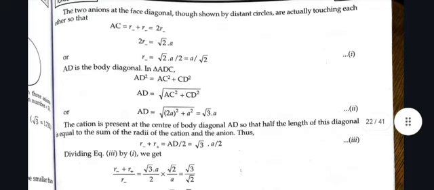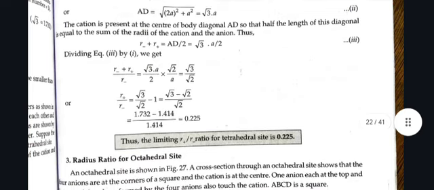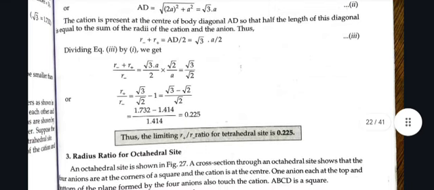Dividing equation 3 by equation 1, equation 1 is R minus equals A upon root 2, and equation 3 is R minus plus R positive equals AD by 2, which equals under root 3A by 2. So we get the radius ratio for tetrahedral site as 0.225 angstrom.